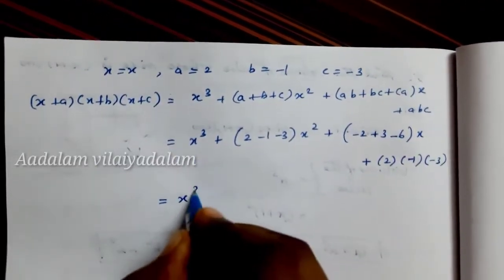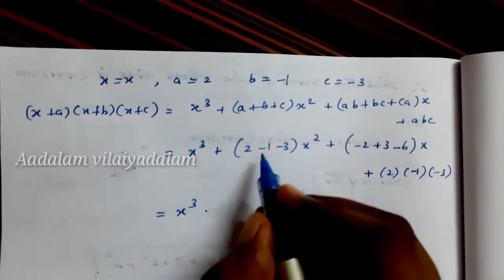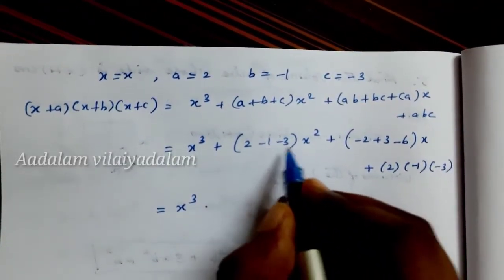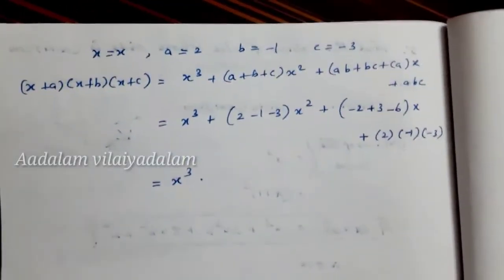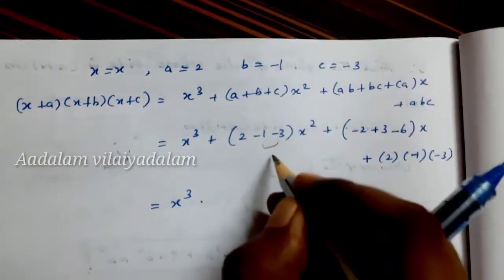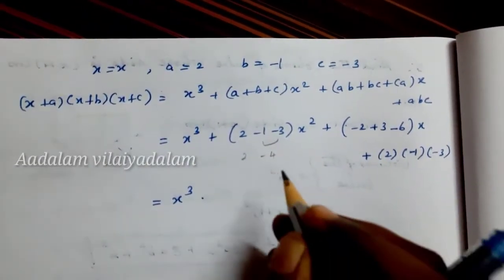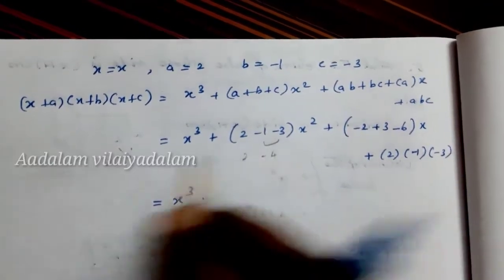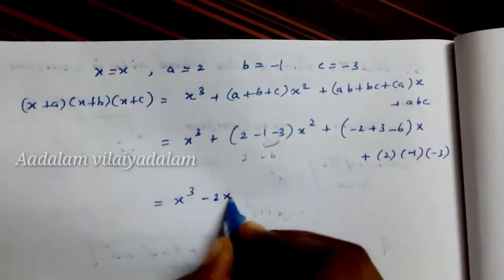Next, solving this we get x^3. Here there is 2 minus 1 minus 3. So addition of these we get minus 4 and 2. So 2 minus 4, what do we get? Subtraction of 2 minus 4 we get minus 2 into x^2.